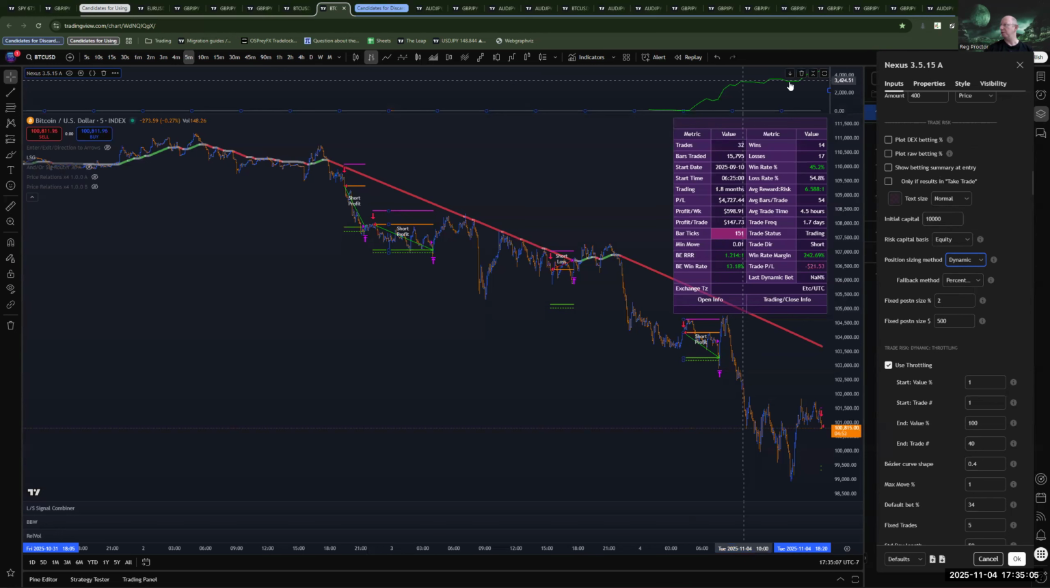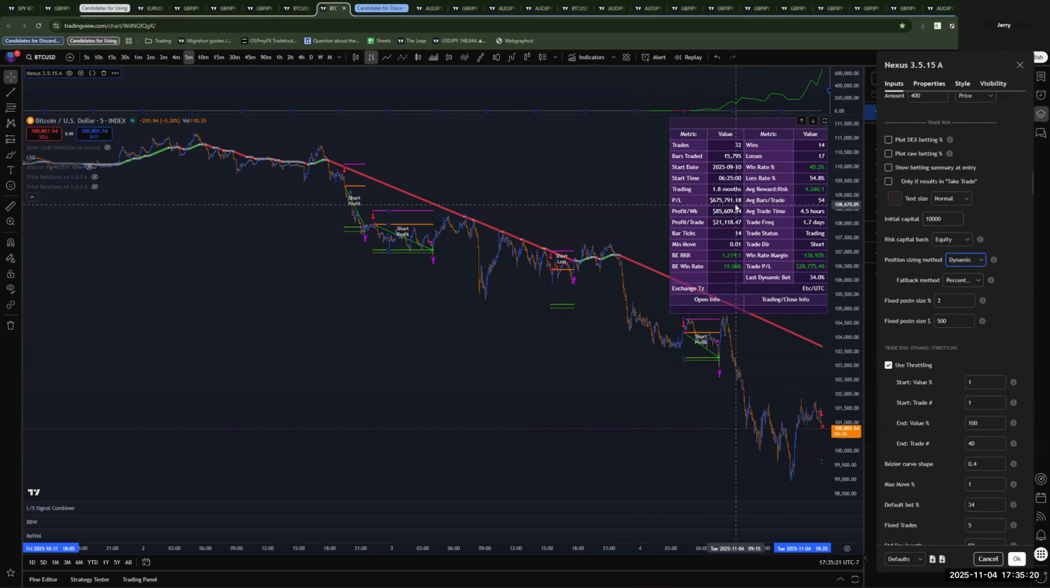Here you can see the curve, the equity curve. It's pretty nice. Here you can see the profit, 4,700, which is about to change. That's not bad for 1.8 months. That's like 50% of your money in 2 months. Now have a look. Holy cow. What does that say? That says $675,000.